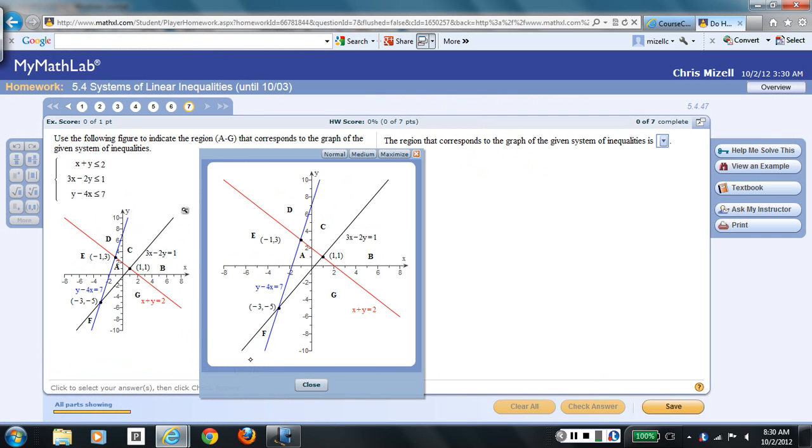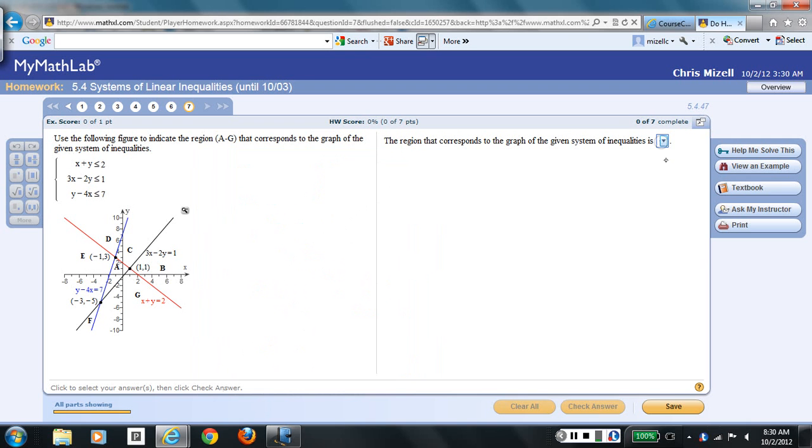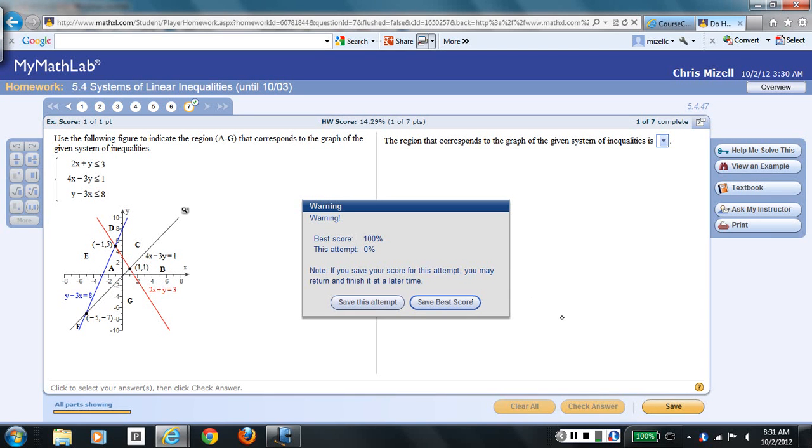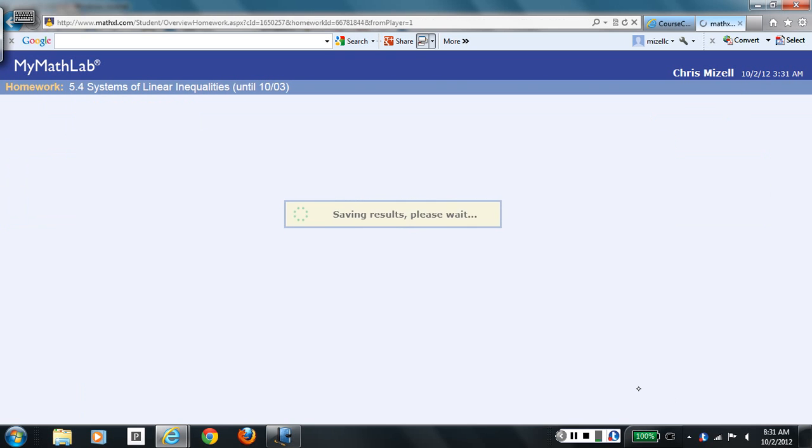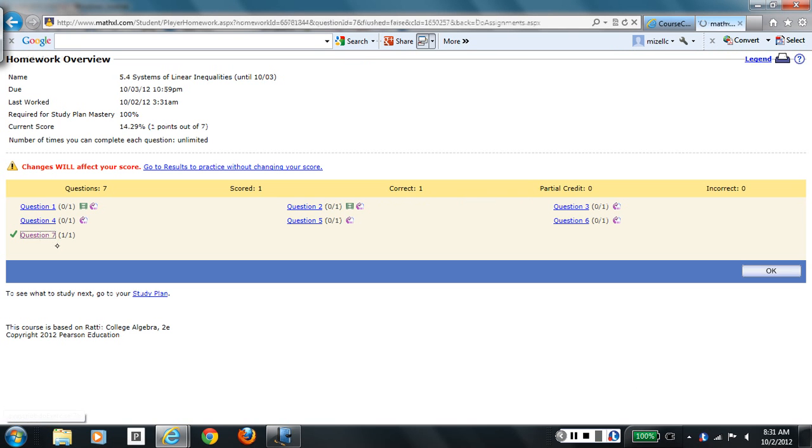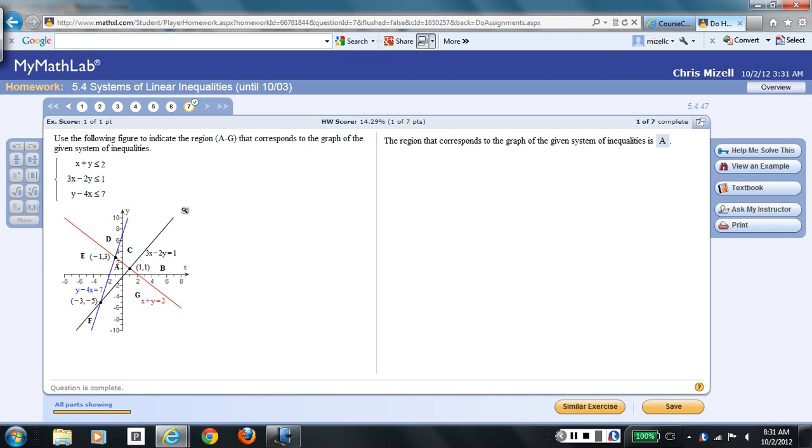I'm going to close this. I'm going to say A, check, great. Similar exercise. The origin satisfies all 3 of those too, doesn't it? I was going to say I can almost guarantee it's... Save it. Actually, no. I can't cancel out of that, can I? Best score. I can get back to it. Come on, similar exercise. I guess I have to answer it. I have to say A. I have to say similar exercise. Okay.